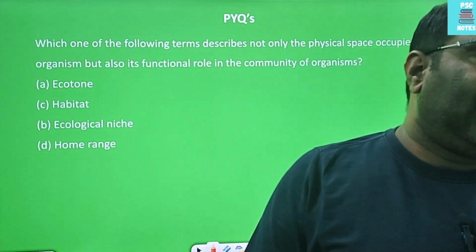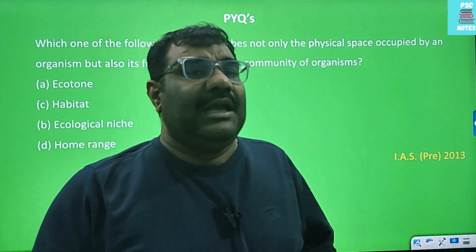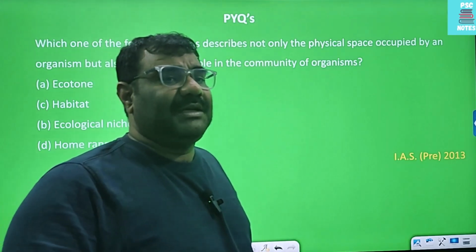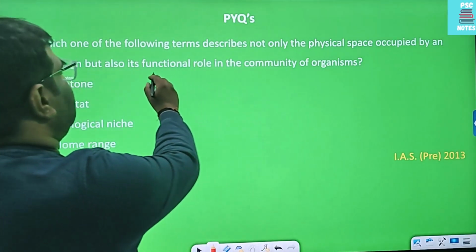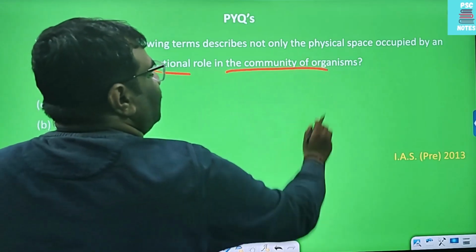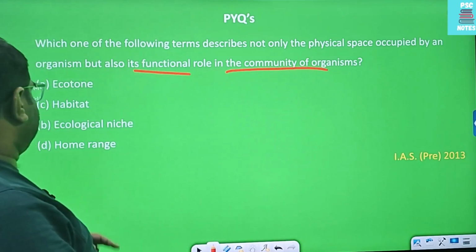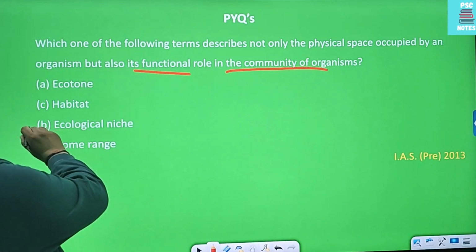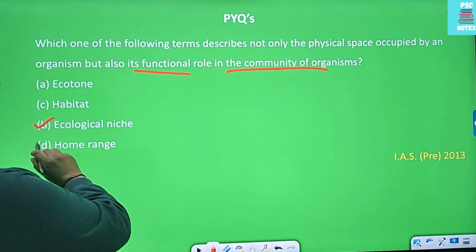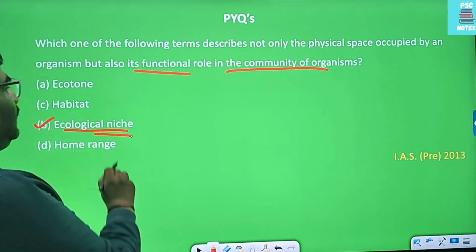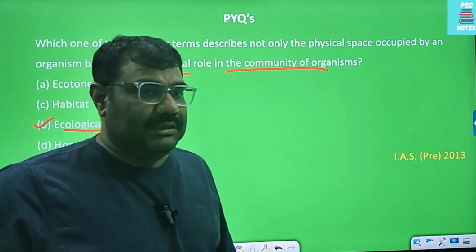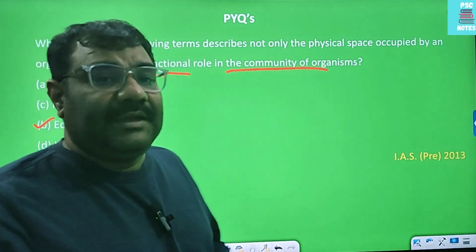Now the second question: which of the following terms describes not only the physical space occupied by an organism but also its functional role in the community of organisms? So it is ecological niche. Ecological niche. Okay, thank you.